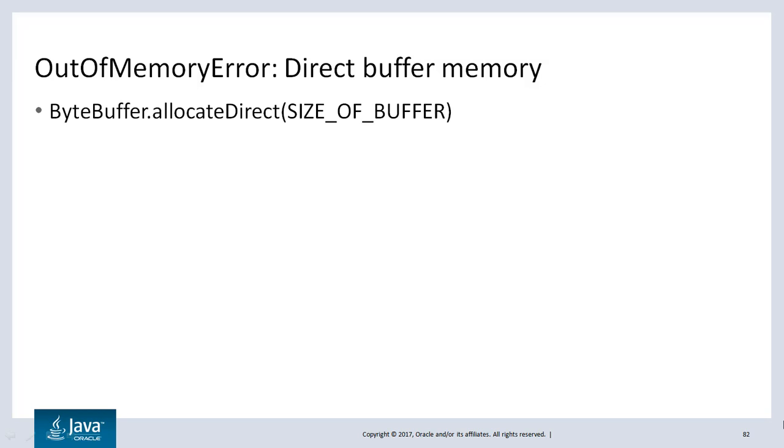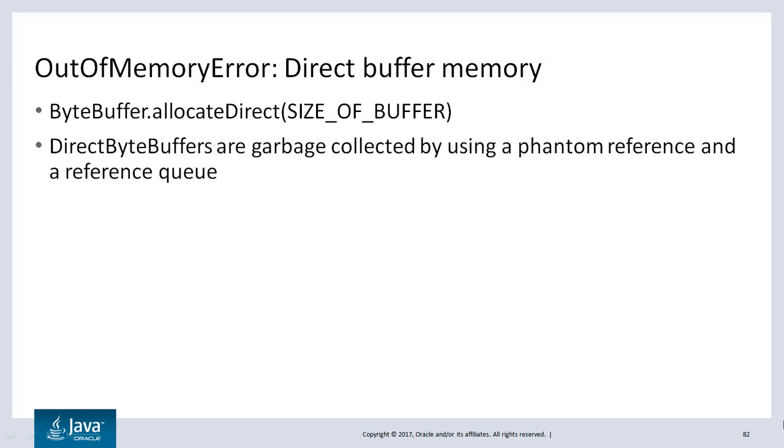Using allocateDirect of ByteBuffer, we can allocate directly into the native heap. It creates a Java object, DirectByteBuffer, and the underlying byte array is allocated in the native heap. When a direct buffer is created, the JVM attaches a phantom reference to the DirectByteBuffer Java object. When that Java object becomes phantom reachable, it gets collected at the next garbage collection cycle.